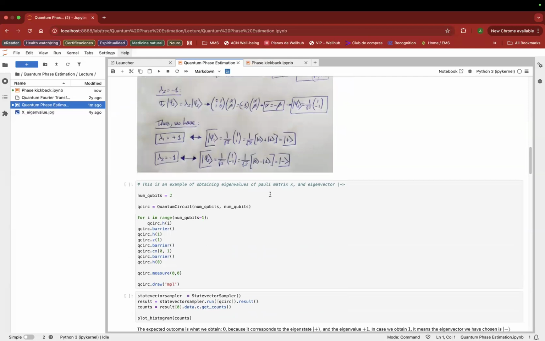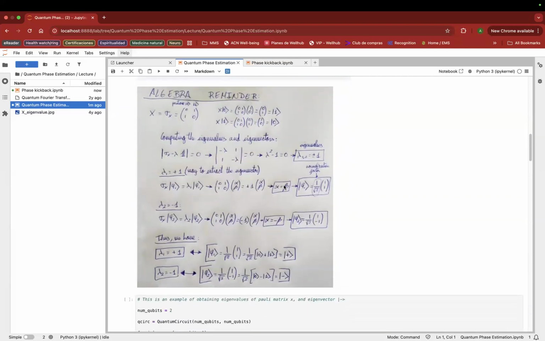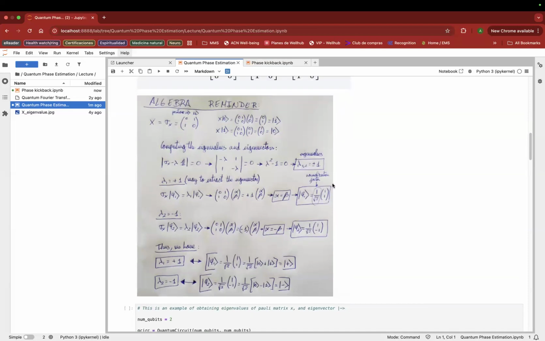Can I ask another question? Yes, go ahead. This is a great example because I think the way we normally do that in physics, in so many problems, is that you first find the eigenvalues, and then you use the eigenvalues to find the corresponding eigenvector, right?